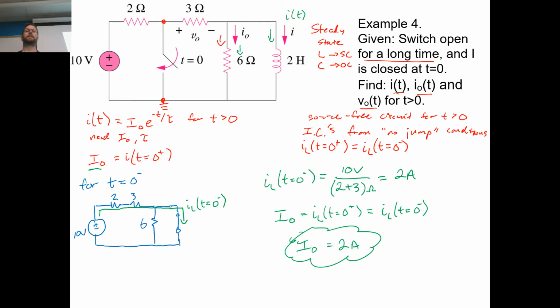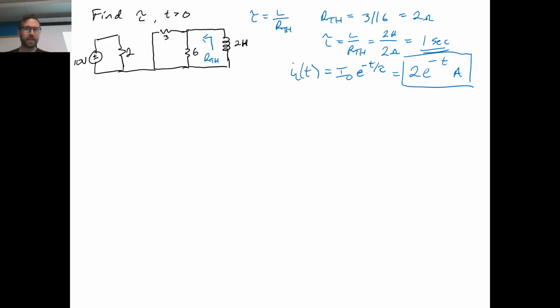We also talked about the fact last time that if you have a source-free circuit, and the energy storage element is discharging, the other elements are going to discharge in the same fashion. So they're going to have the same discharging rate, some kind of exponential. All right, so let's take a look at finding little I naught of t and V naught of t.